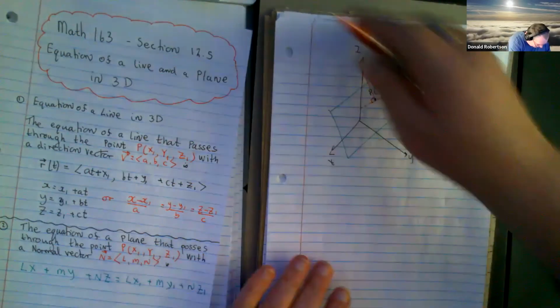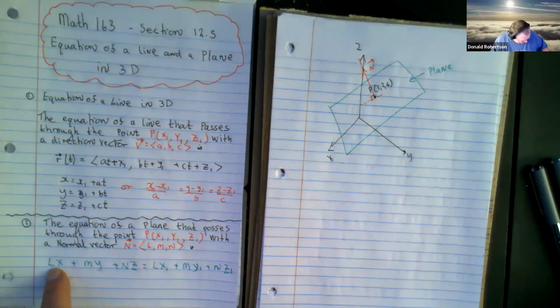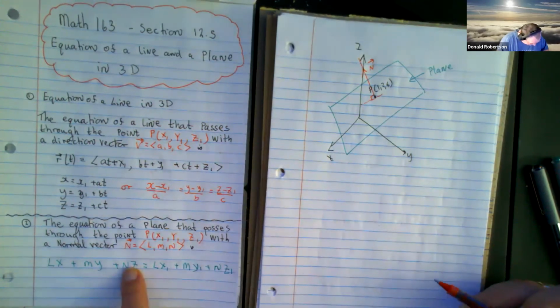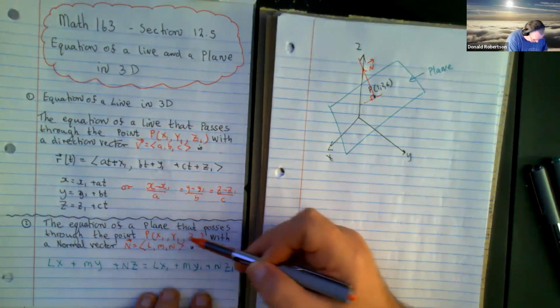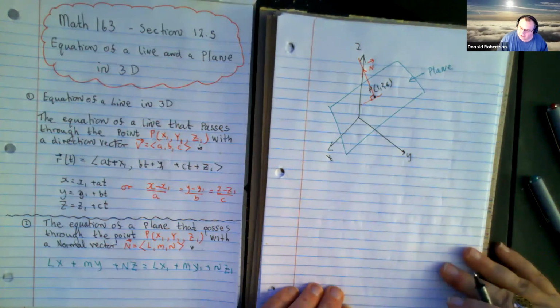And once you know that, the formula for getting the equation of the plane is these three numbers with x, y, and z, and these three numbers with the coordinates x1, y1, z1. Cool.